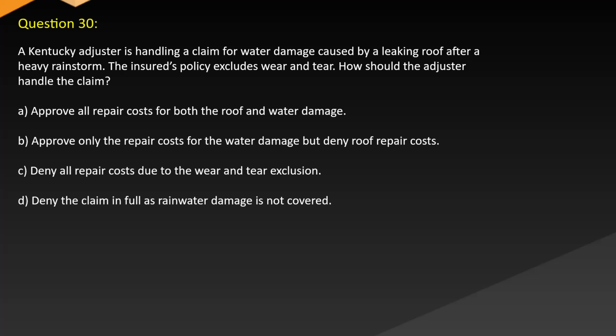Question 30. A Kentucky adjuster is handling a claim for water damage caused by a leaking roof after a heavy rainstorm. The insured's policy excludes wear and tear. How should the adjuster handle the claim? A. Approve all repair costs for both the roof and water damage. B. Approve only the repair costs for the water damage but deny roof repair costs. C. Deny all repair costs due to the wear and tear exclusion. D. Deny the claim in full as rainwater damage is not covered.